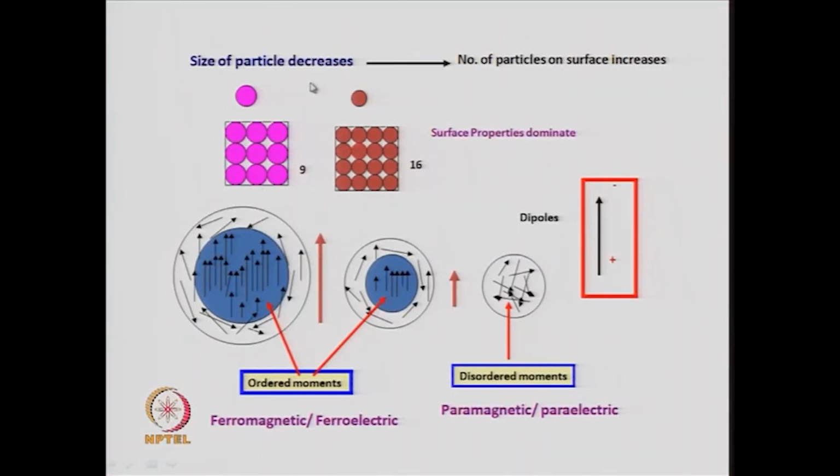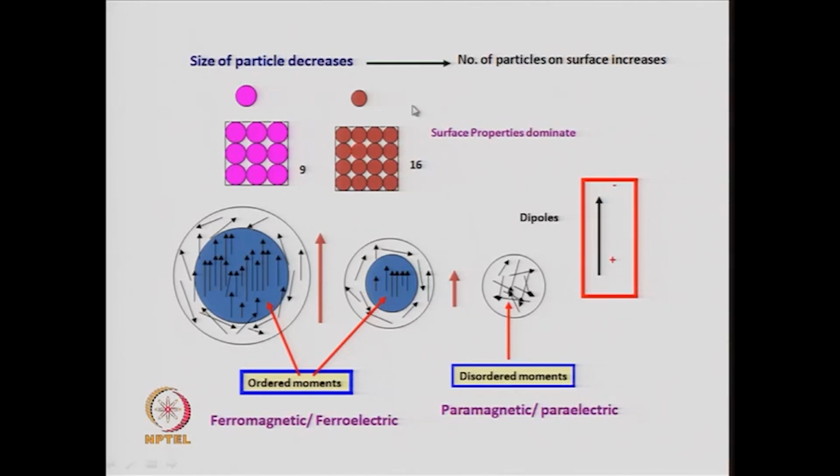So, let us look at two important properties when you reduce the size. One is the surface area. As you decrease the size of the particle, for the same area you can put more number of particles if you have smaller particles. So, the length of this square and the length of this square is the same. Here you can put less number of particles, only 9 because of the large size. Here you can put 16 because of the small size. So, that means more particles are on the surface when the particles are small.